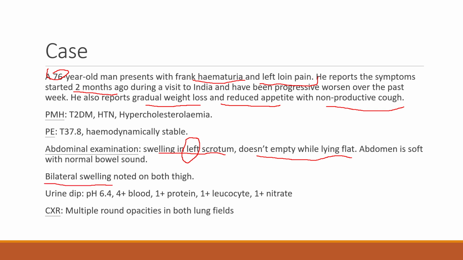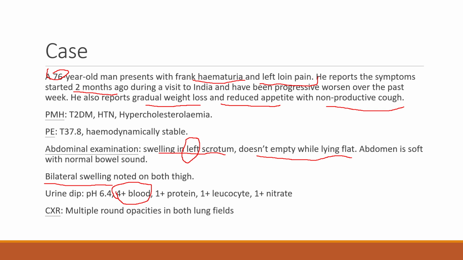Then you find this bilateral swelling on both sides, and this might be because of the renal disease, because there might be decreased renal function in this patient, so it causes swelling. And then 4 plus blood, there's not even a need to explain. This is an absolute red flag for a renal disease, and it is also very common in renal cell carcinoma.